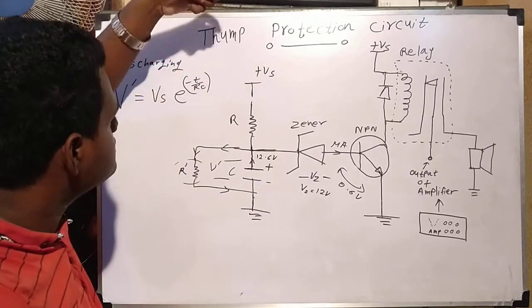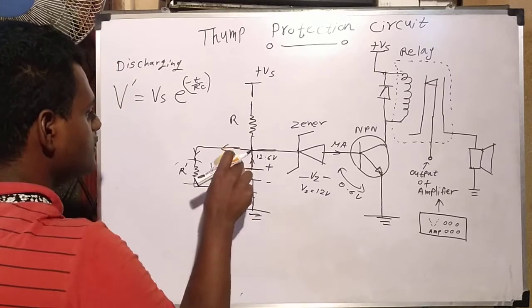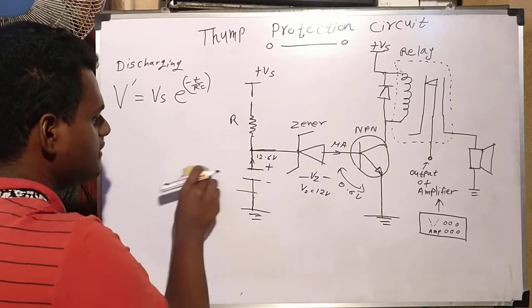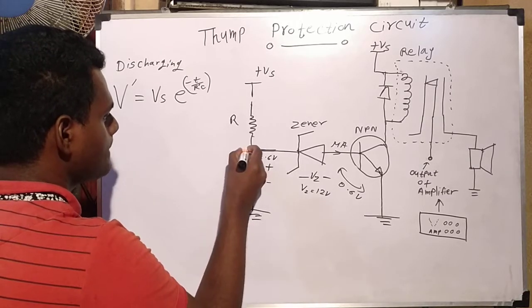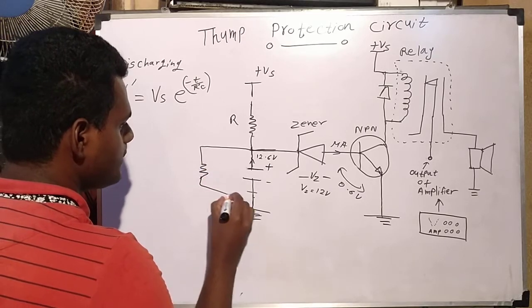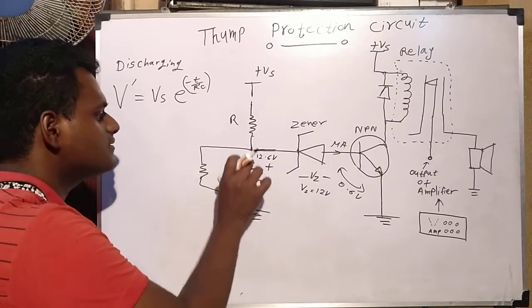This t is the discharging time. So this is the basic circuit I can use. So I will rearrange this circuit. So in here what happens? If the power fails, it very quickly discharges this capacitor.